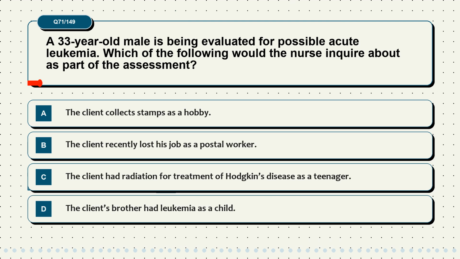Question 71. A 33-year-old male is being evaluated for possible acute leukemia. Which of the following would the nurse inquire about as part of the assessment? Here are the options. Option A. The client collects stamps as a hobby. Option B. The client recently lost his job as a postal worker. Option C. The client had radiation for treatment of Hodgkin's disease as a teenager. Option D. The client's brother had leukemia as a child.